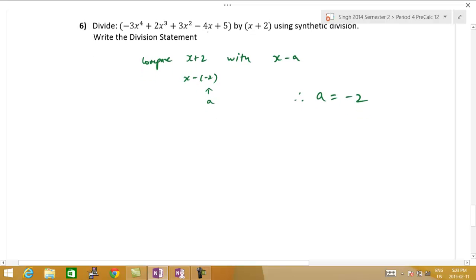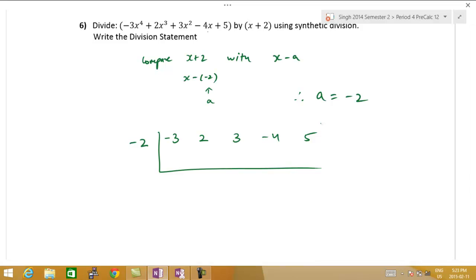Once I've got the a value, that's the part that's going to go outside your synthetic division, the negative 2. The top part here is all the leading coefficients, including their signs, so negative 3, positive 2, 3, negative 4, 5. Make sure that you're not making a mistake copying these down. That's where most common mistakes happen. And once you've got it set up, you are ready to proceed with the synthetic division. Right, let's go ahead and do that.